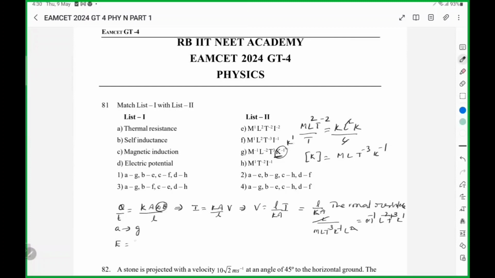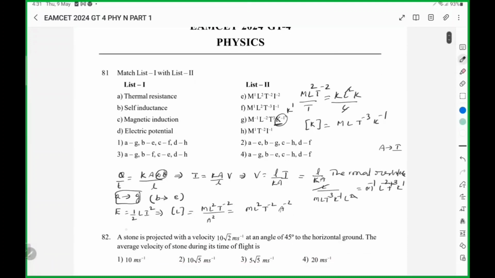Energy stored in an inductor. So the dimensional formula of inductance will be energy divided by current squared, that is M L^2 T^-2 A^-2. Here for current, some books write I instead of A. So B maps to G.